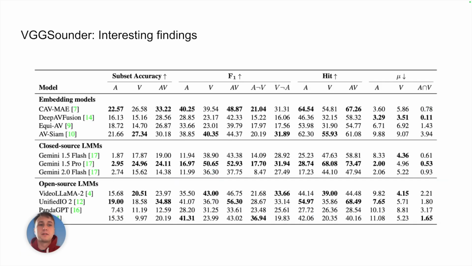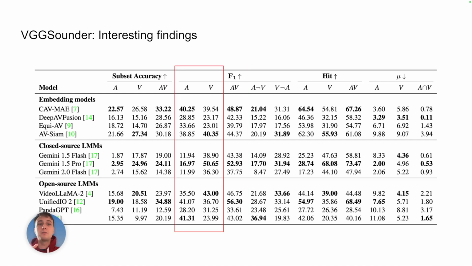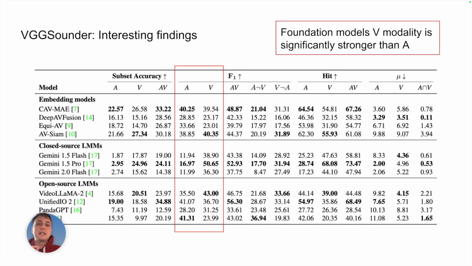There are other interesting findings that we have. For example, across all the models, we can see that the purpose-built embedding models such as Kavami and AVCM perform comparably to both open source and closed source models, suggesting that foundation models have reached and in some modalities even exceeded the performance of specialized models. Another finding is that the embedding models fine-tuned on VGGSound generally have stronger unimodal performance with the audio inputs compared to the visual inputs. However, interestingly, this trend is reversed for the majority of foundation models, which seem to be biased towards video input, with the unimodal video performance being substantially higher than the unimodal audio performance.